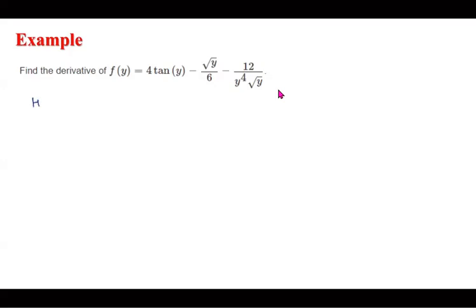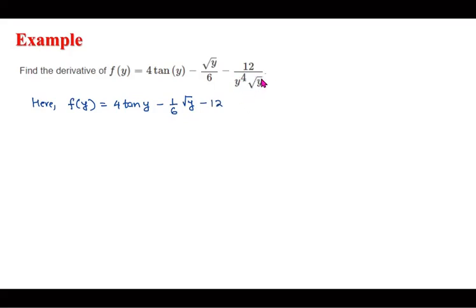So we have f of y is equal to 4 tangent y, then minus, I can write the second term as 1/6 of square root of y. Okay, divided by 6 means 1/6. And then we have minus 12. And in the denominator, we have y raised to 4 multiplied to square root of y.